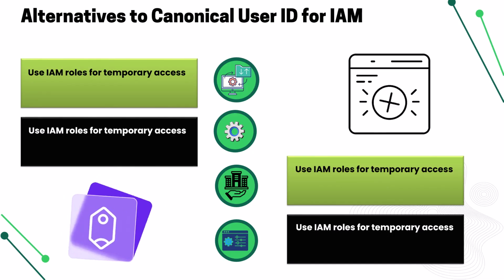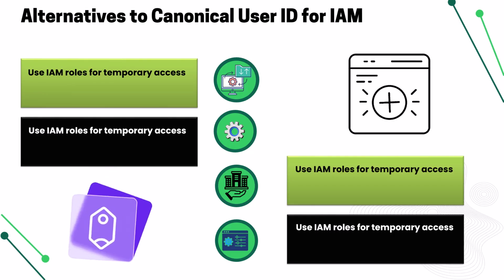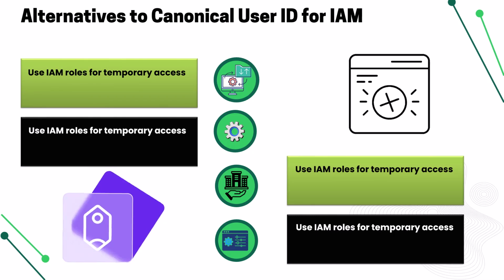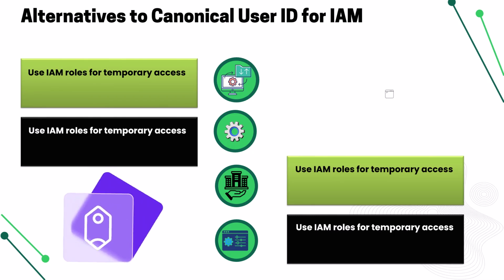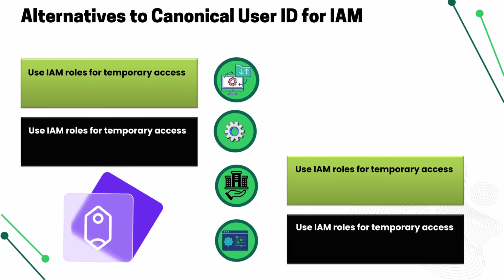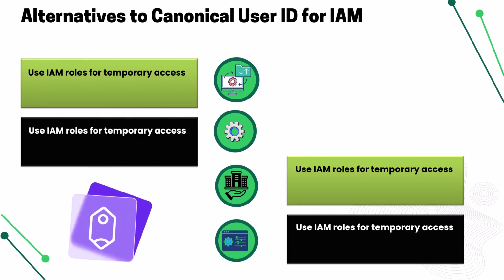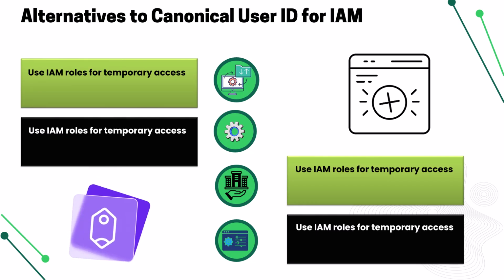Sometimes the Canonical User ID isn't the best fit, so let's talk alternatives. IAM roles are great for temporary access, keeping things flexible. AWS Resource Access Manager helps share resources securely. Federated authentication is perfect for external users. Think of it as a guest pass. And AWS Organizations. It's like having a master key for managing multiple accounts.